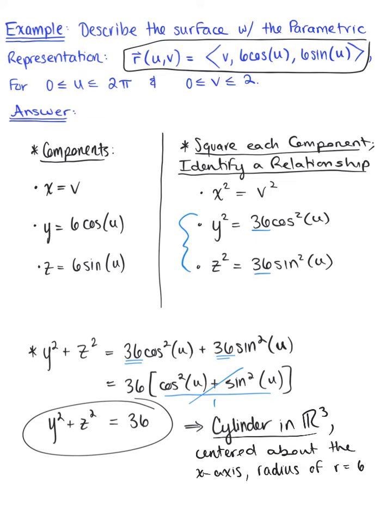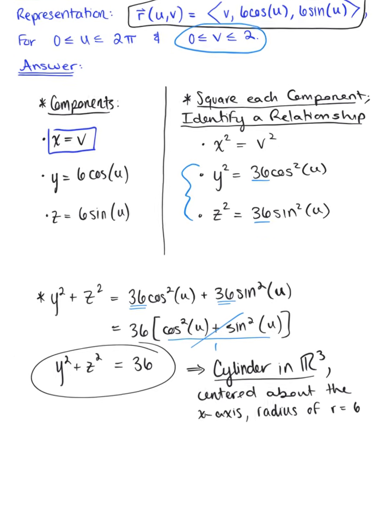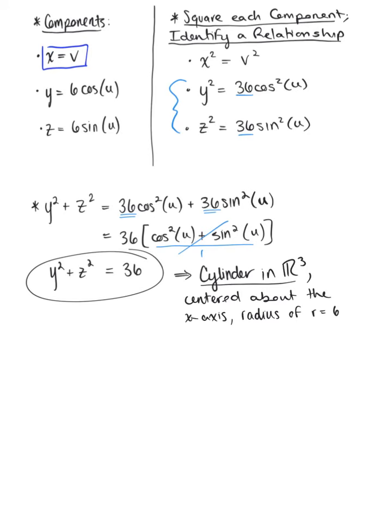So the only thing left is we don't want to forget about v. So thinking back to our x component here, and looking up at what's given, notice that v has bounds. So we can now make one more little note here and say that since v is greater than or equal to 0, less than or equal to 2, or in other words, where x is greater than or equal to 0, less than or equal to 2, this lets us know that the cylinder is bounded by two planes.